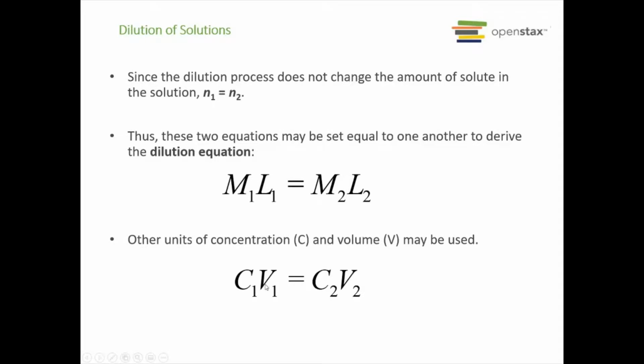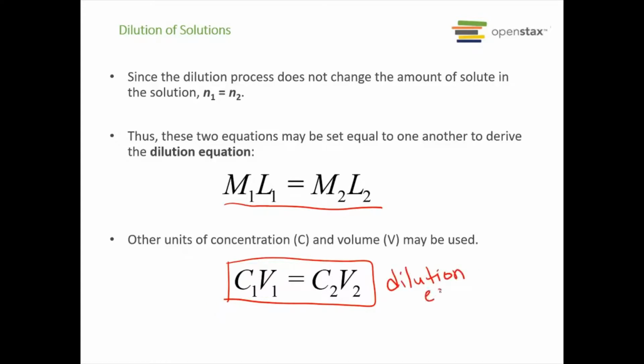So that tells us we can set those two equations equal to each other, and we get M1 L1 equals M2 L2. But it doesn't actually have to be only molarity for your concentration, and your volume doesn't only have to be in liters. As long as your units are the same on both sides of the equal sign, they cancel out. So we use neutral variables here. We say C1 V1 equals C2 V2: first concentration times your initial volume is equal to your second concentration times your second volume. So this is our dilution equation.